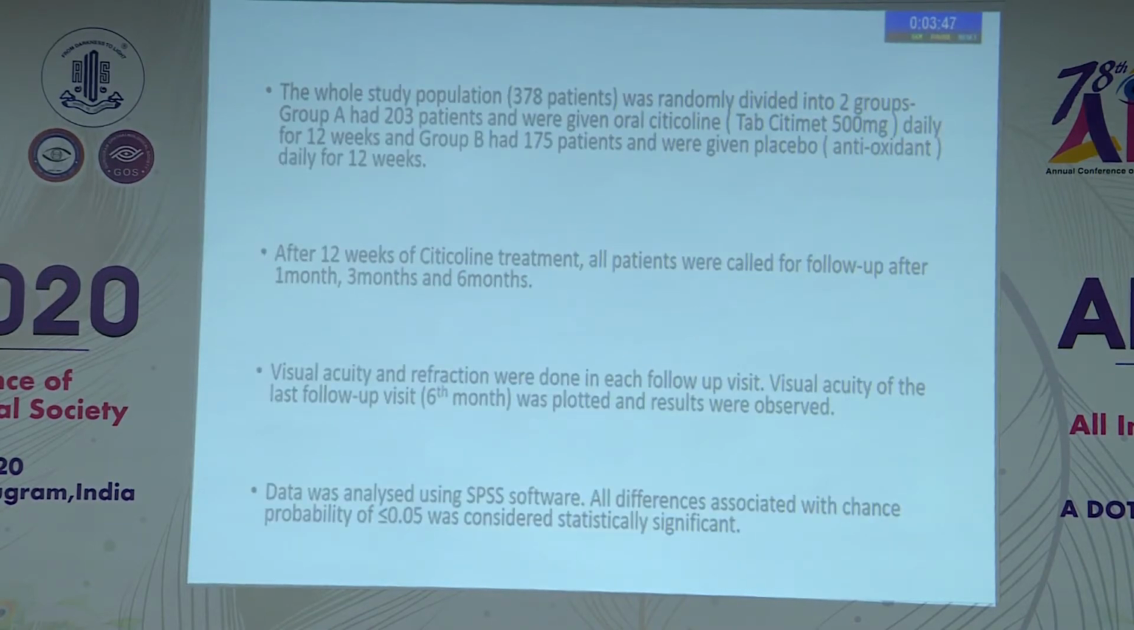The whole study population of 378 patients was randomly divided into two groups. Group A had 203 patients and was given oral citicoline daily for 12 weeks. And Group B had 175 patients and was given placebo daily for 12 weeks.